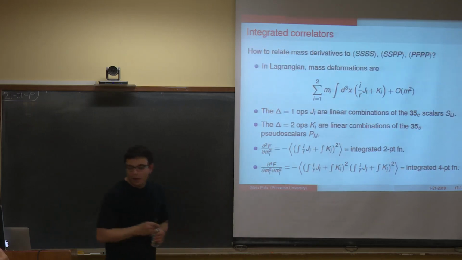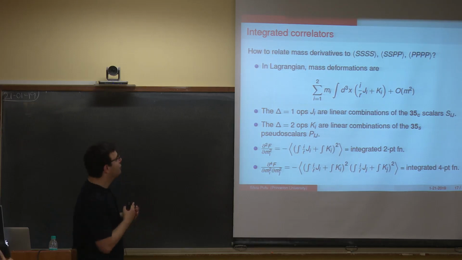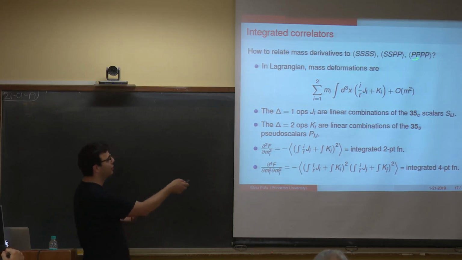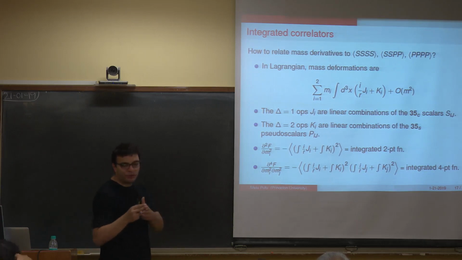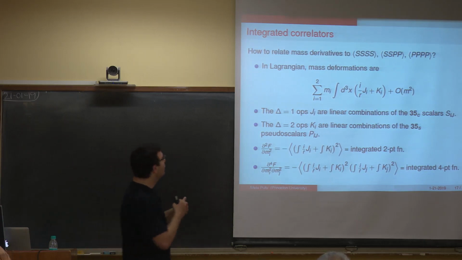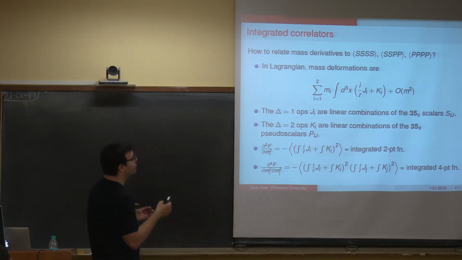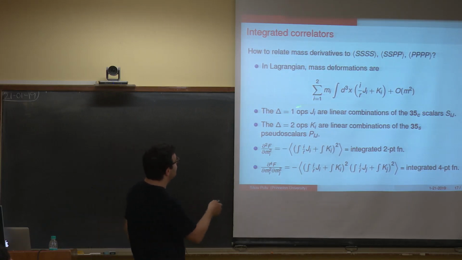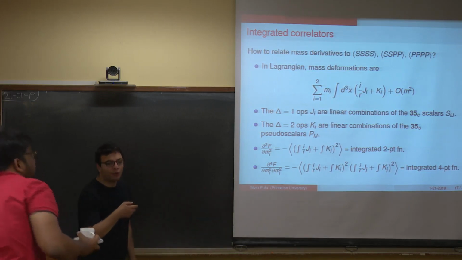So then the question is how to relate these derivatives of the mass-deformed free energy to SSSS, SSPP, and PPPP. And here it's going to be important that we have these other ones as well. First I'll do the second derivative, then I'll do the fourth derivatives, because those are harder. Well, first I'm going to explain roughly how it goes. So what do these mass deformations look like? In the Lagrangian, we have some mass parameter, and the mass parameter multiplies some operator that's integrated over the whole sphere.